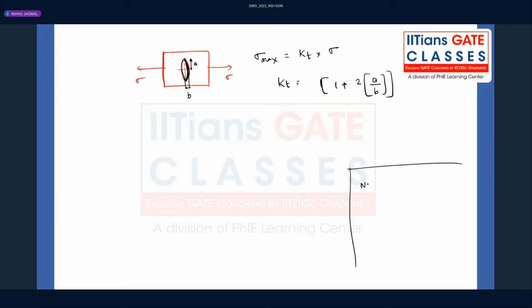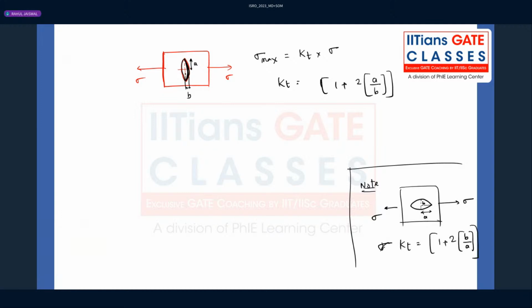Put a note and note down. Whenever we have an elliptical hole like this, with A and B, now the load is acting perpendicular to the semi minor axis. Then what is the Kt value? Note down the Kt value: 1 plus 2, and when the load is acting perpendicular to the minor axis, it will be 2 into B by A. That's the only change.